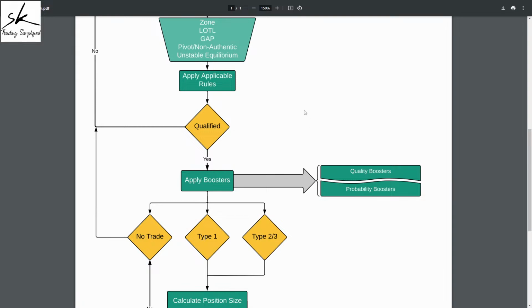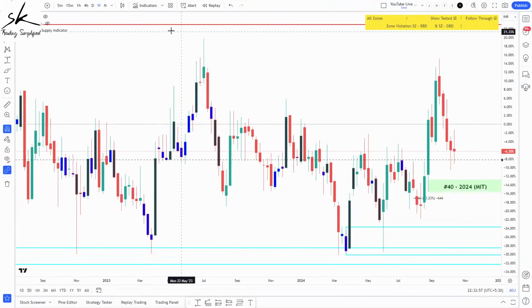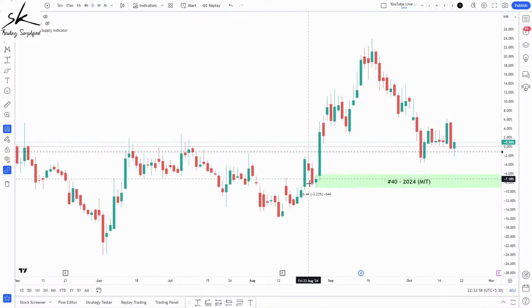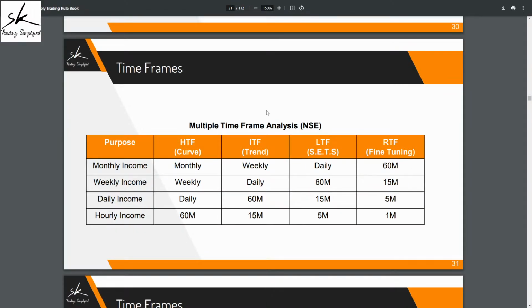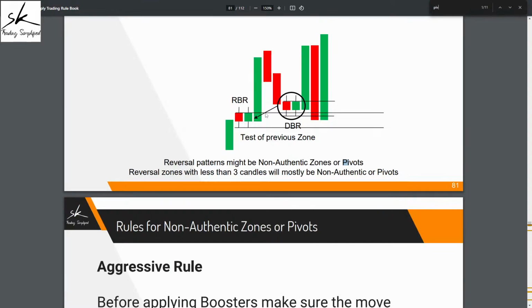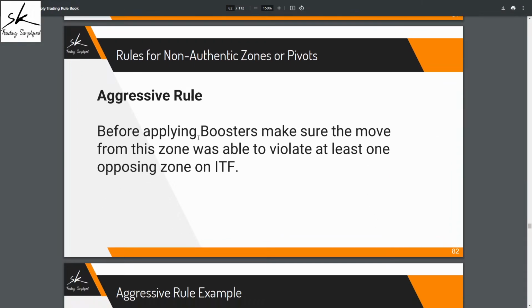Next, talking about pivot and non-authenticity. You can see that this zone is definitely a drop based rally, and to a drop based rally, we always apply pivot and non-authentic rules. Now, the aggressive approach talks about, if I go to the rule book, you can see that if you go to the rules of pivot, the aggressive rule says that before applying the boosters, make sure the move from the zone was able to violate at least one opposing zone on the intermediate time frame.